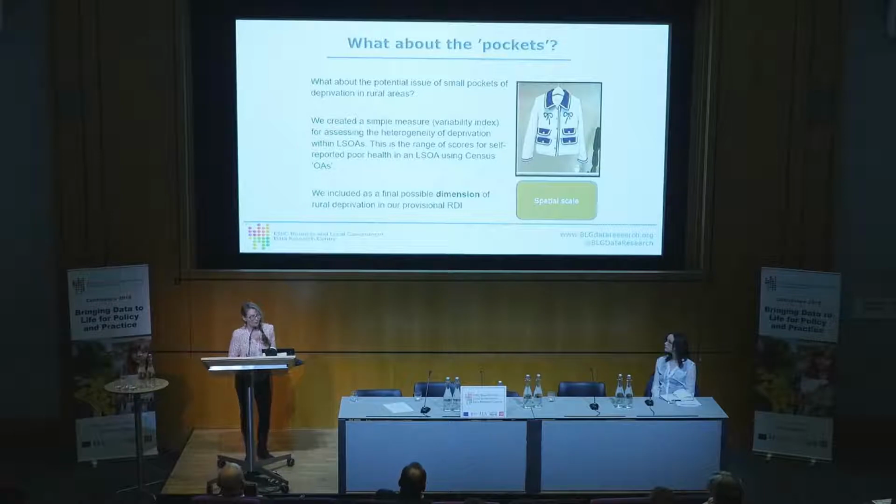Okay, so what about the pockets? I mentioned small pockets of deprivation earlier on that were hypothesized to be relevant to rural deprivation. We created a new, very simple measure to look at variability within LSOAs, the small geographic areas. And this uses the range of scores from the census. So the census is measured in OAs, and not much else is measured in OAs. They're really small geographic areas. So there are about 6 OAs in most LSOAs. So we took self-reported poor health, and we looked at the range of scores for the OAs within the LSOAs, and adjusted it a bit, and came up with the variability index. So we've included this as our 4th possible dimension in our index.